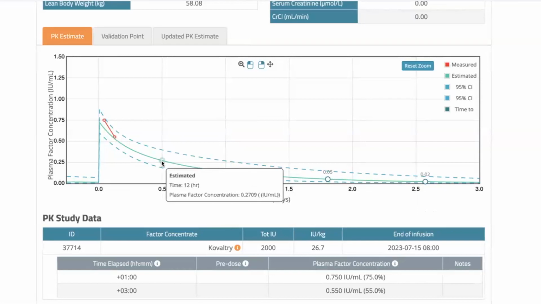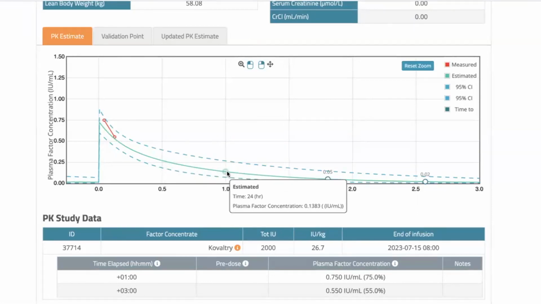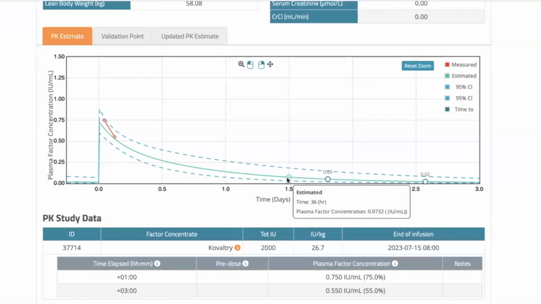If you move your pointer down this line, you'll see the concentration at different times. So at 24 hours, we expect 14%. At 36 hours, we expect 7%, and so on.